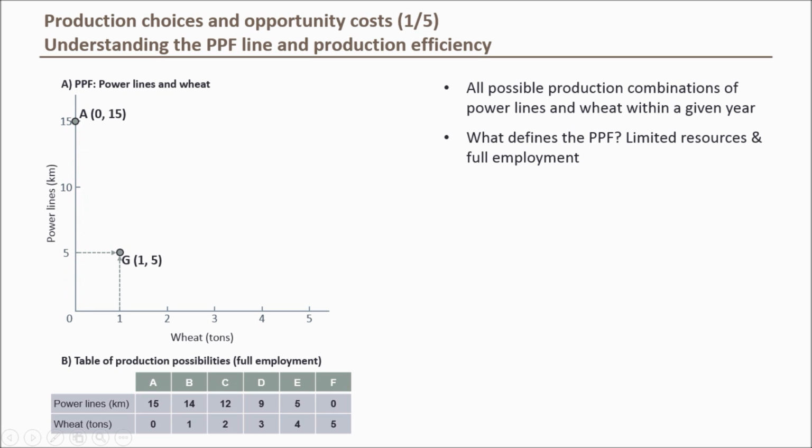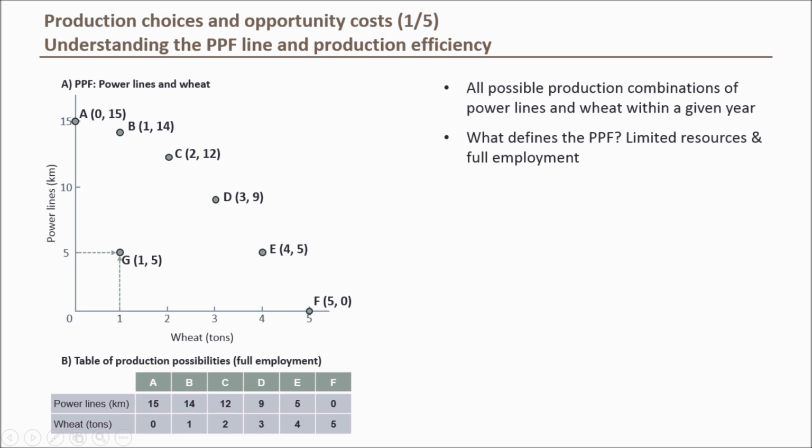Point B, on the other hand, represents an allocation where most resources are being used to produce power lines and only some are used to produce wheat. Already we can see how moving productive resources away from producing power lines to wheat decreases the amount of power lines produced and increases the amount of wheat produced. And so on. Let's plot the remaining points from C to F. Note point F represents the opposite of point A, where all resources are now being used to produce wheat.